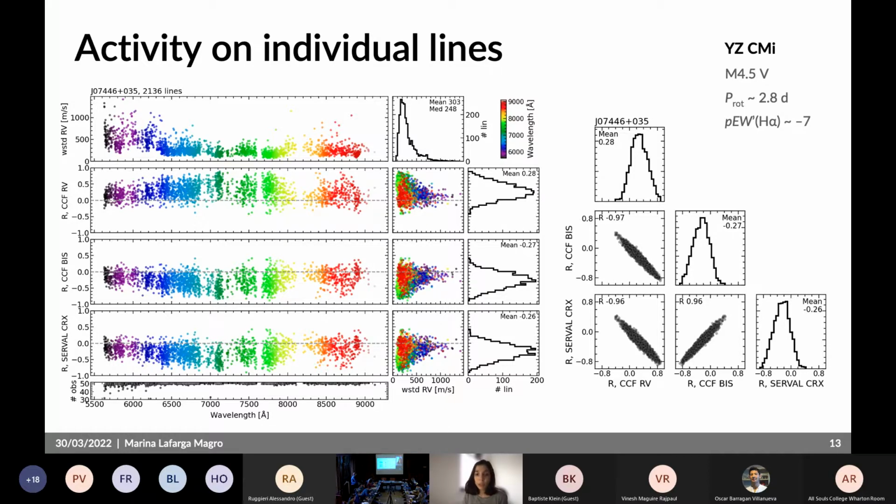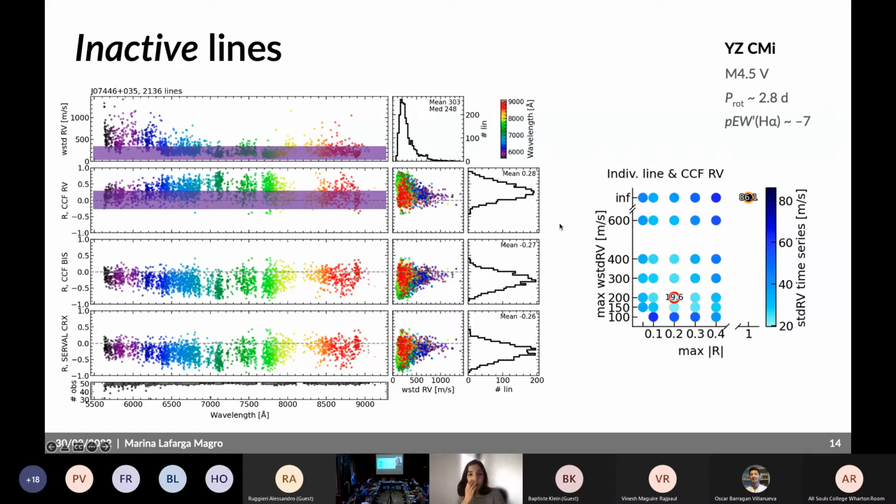So what we did next was, once we have this classification of lines between active and inactive, we just selected different sets of lines and recomputed radial velocities to see if the signals related to activity changed. I'm showing you an example here. We started by looking for inactive lines to see if the signal due to the rotation of the star would decrease.